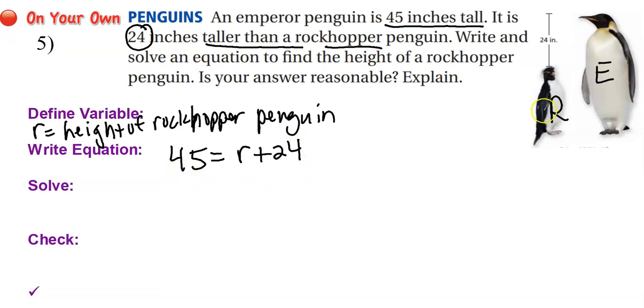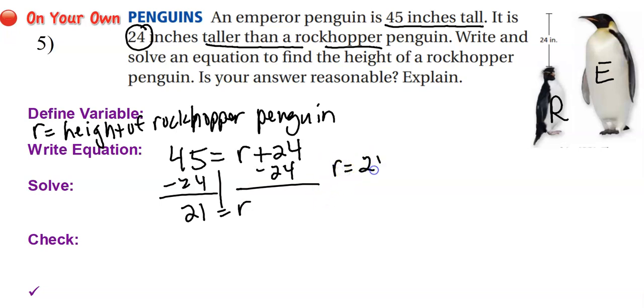So I'm adding the 24 inches. That's kind of the picture they're showing you here. I take my r plus my 24, and it equals the emperor's height. I draw my balance scale, the opposite of adding 24, subtracting 24. I get 21 equals r. So I know the rockhopper is 21 inches.